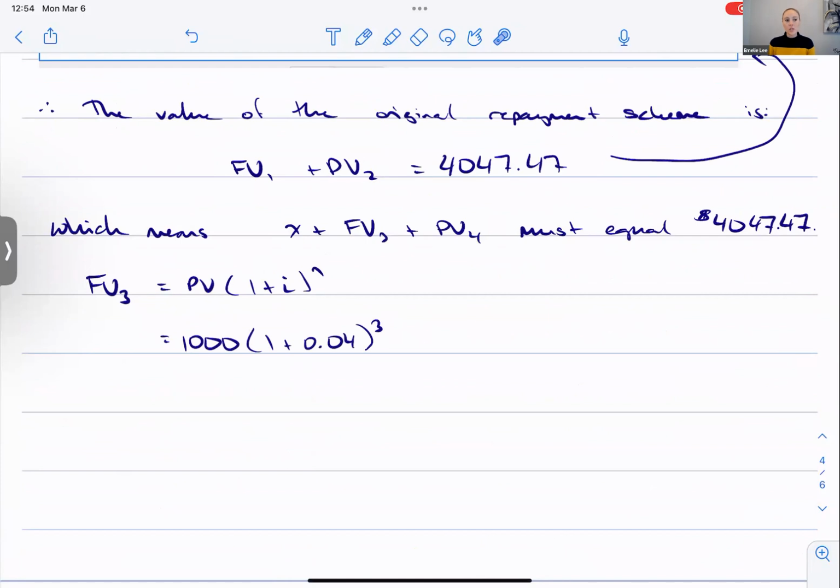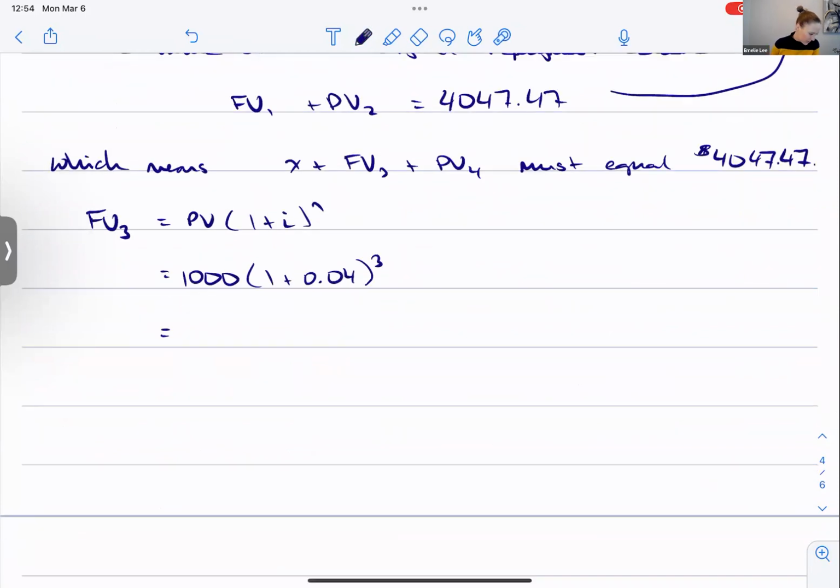So one easy change that we could make is, what if the new repayment scheme has a different interest rate, right? Then you would need to keep track of that here. But in our case, it's the same across the board, so we won't worry too much about it. I have 1124.86.